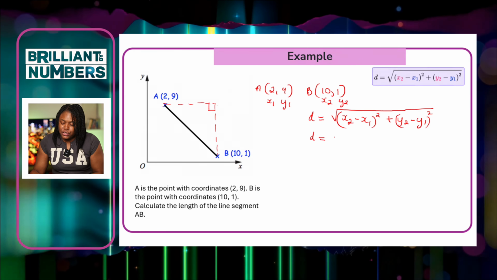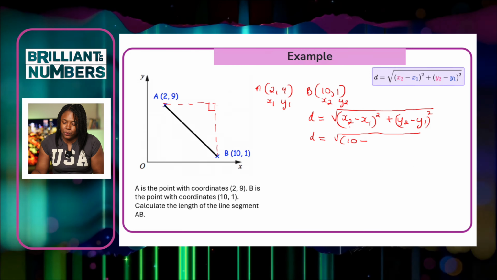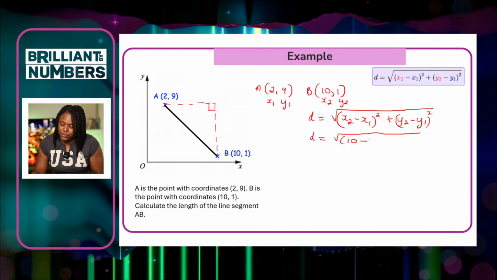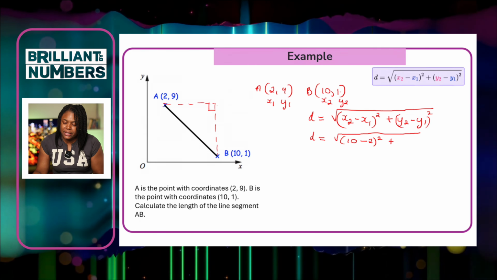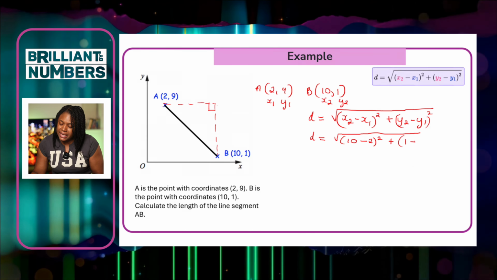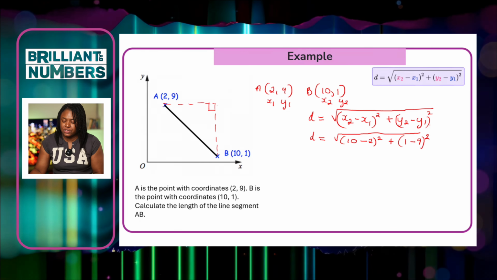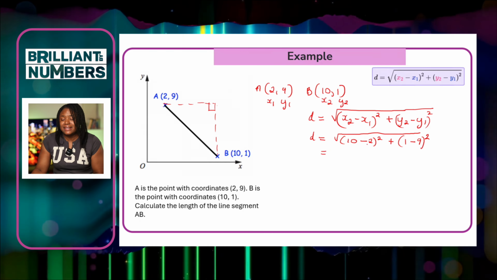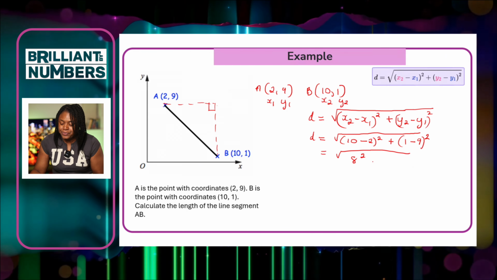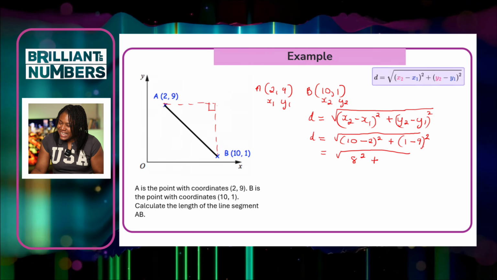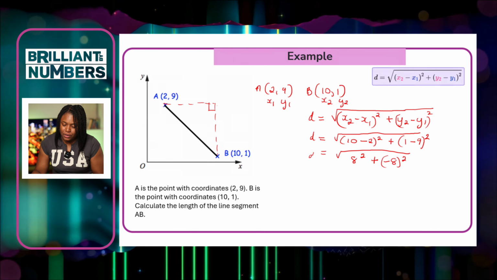So x2 is given, so x2 is 10, so we're doing 10 take away x1, which is 2, and we need to remember to square that, plus we're doing y2 is given as 1 take away y1, which is 9, and we also need to square that. So let's go and do the math. So 10 take away 2 is 8. Essentially, we are doing 8 squared for the first, plus 1 take away 9 is minus 8. We're squaring minus 8.